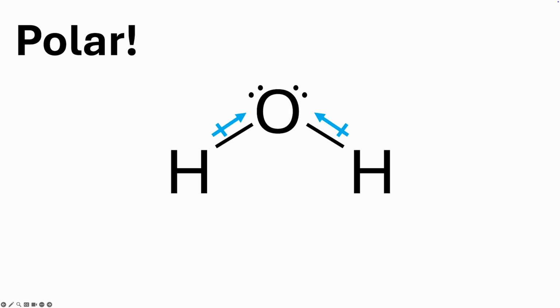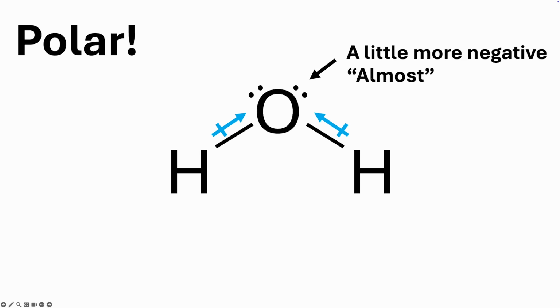Polar molecules have yet another property that is extremely important. Since oxygen pulls most of the electron density away from hydrogen, the oxygen has more of a negative charge. It isn't completely negatively charged, but it almost is. We call this almost charge a partial charge, shown by the sign. The hydrogens, on the other hand, have a partial positive charge.